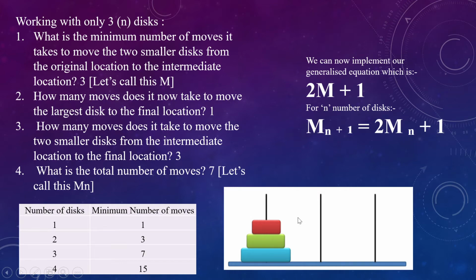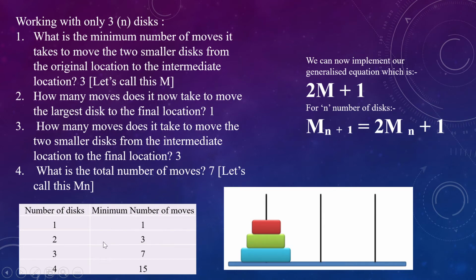Now what is the total number of moves? Let's calculate it. It's 3 plus 1 plus 3, which is 7. Let's call this Mn. Now we can implement our generalized equation. If you follow this pattern for a couple more numbers of disks, maybe 4 or 5, a pattern emerges as 2M plus 1. For n disks, we have M(n+1) equals 2Mn plus 1, where M(n) is the total number of moves and M is the minimum number of moves it takes to move the smaller disks into the intermediate location.